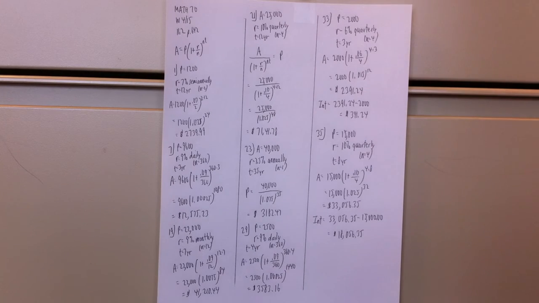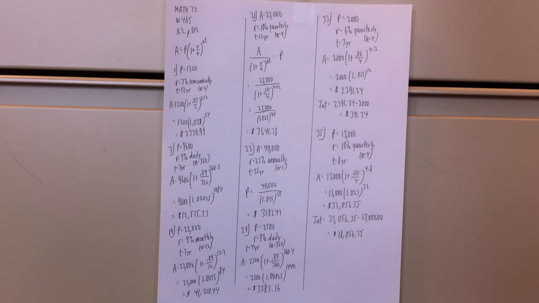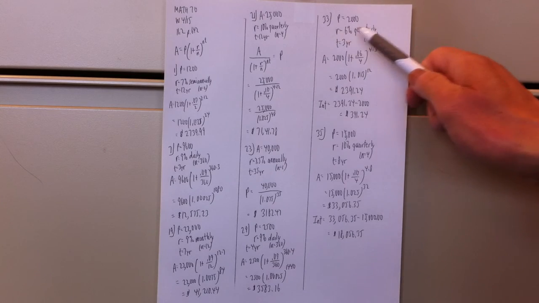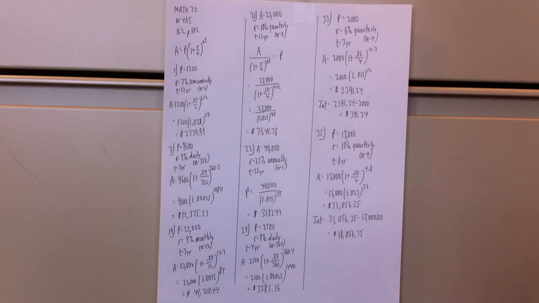33 and 35, those word problems are just a little bit different. You find a new amount, but ultimately the question asks for the interest. So if you want to get the interest, you take the new amount and just subtract the principal from it. That's considered interest. And here's how to do that. The beginning part is pretty much the same as the others. So for 33, the principal is 2,000. The interest rate is 6% compounded quarterly. So quarterly tells me N is equal to 4. T is equal to 3 years.